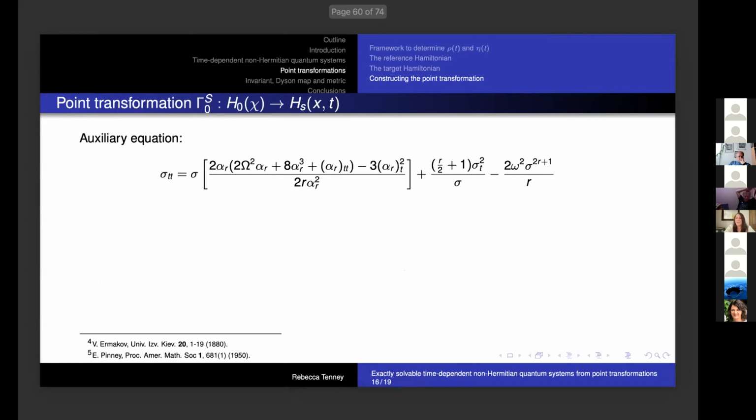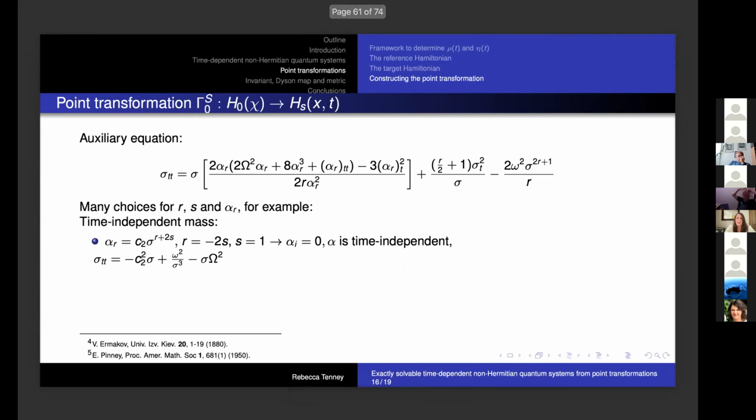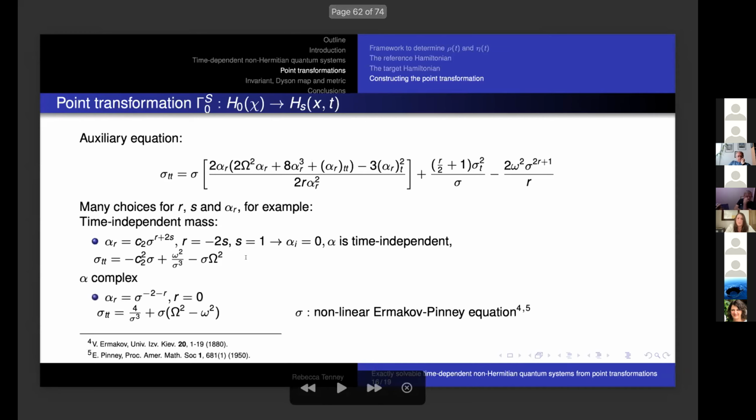The sigma function, which was present in all of those equations, satisfies this auxiliary equation here, which can look kind of messy, but it does reduce to nice solvable equations for different choices of R, S, and alpha R. So for example, you could take alpha I as being 0, and your alpha is then fully time independent with these choices, and you pull out a nonlinear Ermakov-Pinney equation. Or you could take your alpha to be completely complex and fully time dependent, and you also get another nonlinear Ermakov-Pinney equation. And there are also other choices here. Usually you pull out a nonlinear Ermakov-Pinney equation, but this has known solutions, so that's fine.